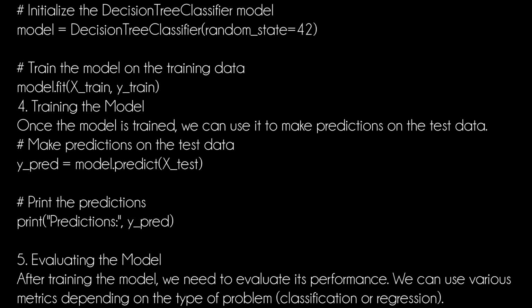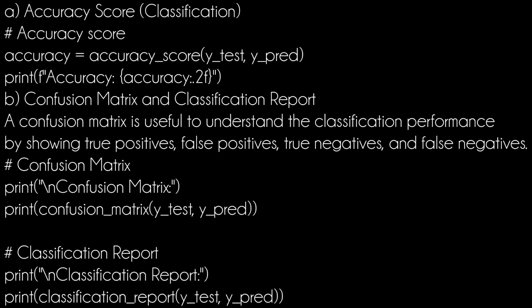Evaluating the model. After training the model, we need to evaluate its performance. We can use various metrics depending on the type of problem: accuracy score for classification, confusion matrix, and classification report. A confusion matrix is useful to understand the classification performance by showing true positives, true negatives, and false negatives.